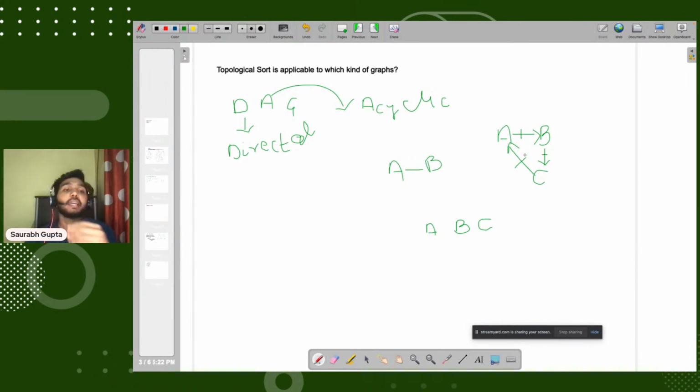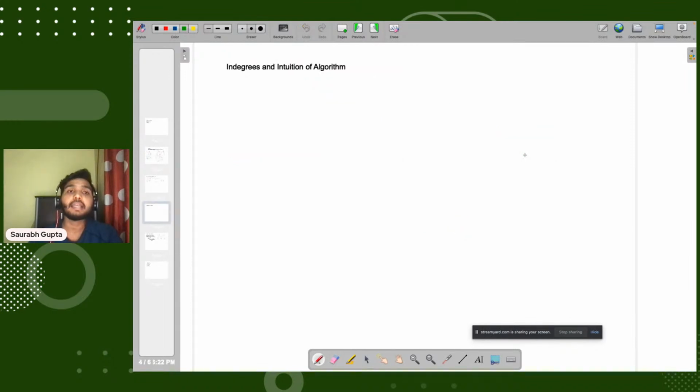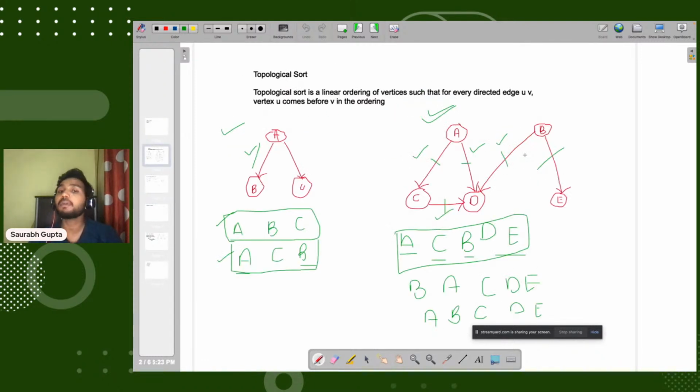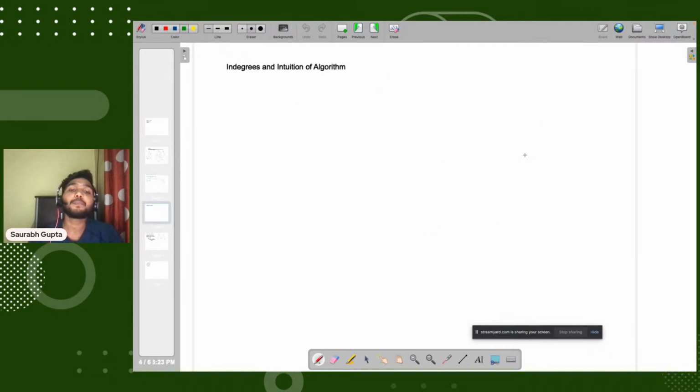Okay, if that is clear, I will move on to the next thing, which is how to write an algorithm to solve this problem of writing a topological sort of a directed acyclic graph, right? Now, in order to understand the algorithm or develop an intuition, we need to understand what the in-degrees of a graph are. So let's take the example of a similar graph that we have already seen.